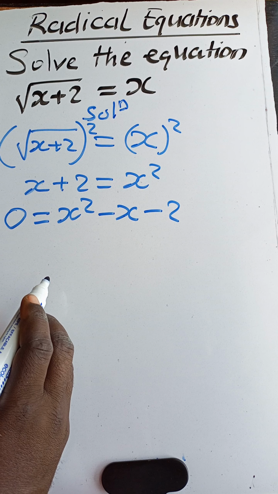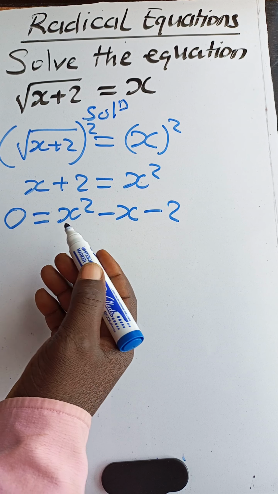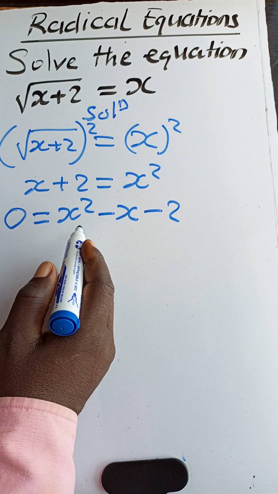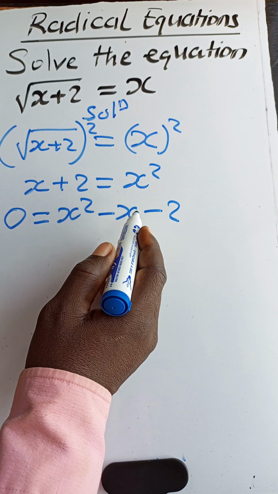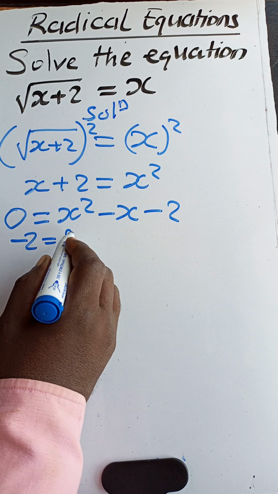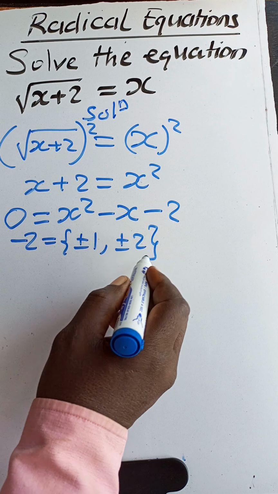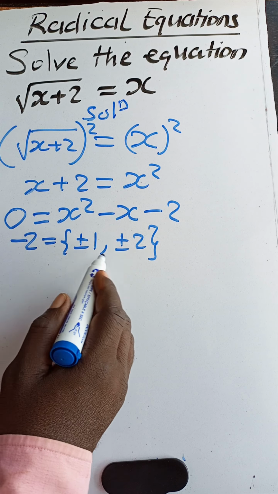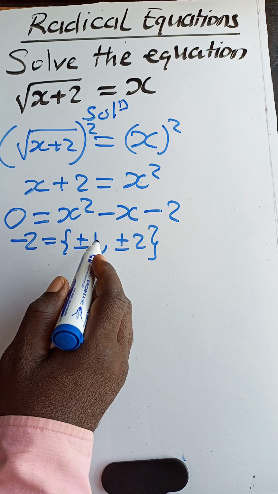Now, that quadratic equation can be solved by either using the quadratic formula or factorization method and so on. Now, if we take the factorization method, we're going to get factors of negative 2, whose product is negative 2 and whose sum is negative 1, the coefficient of x. And so we search from the factors of negative 2. Factors of negative 2 plus minus 1 plus minus 2. Only two elements from this set will satisfy the condition that their product is negative 2 and their sum is negative 1. So which are those two elements?